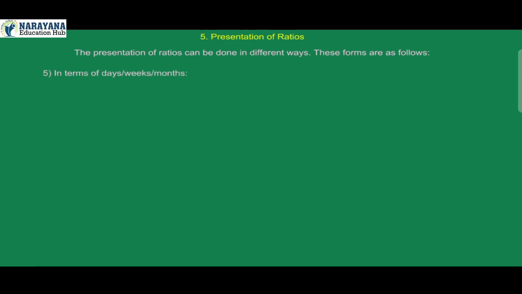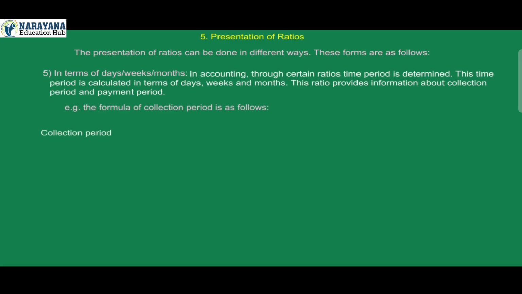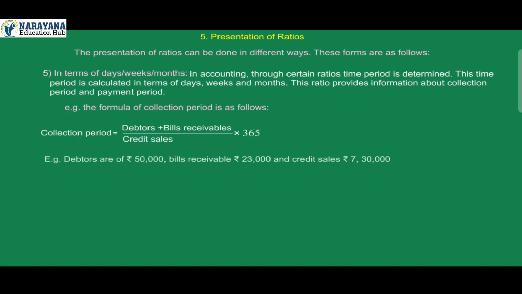5. In terms of days or weeks or months. In accounting, through certain ratios, time period is determined. This time period is calculated in terms of days, weeks, and months. This ratio provides information about collection period and payment period. Example, the formula of collection period is as follows. Collection period is equal to debtors plus bills receivables divided by credit sales into 365.